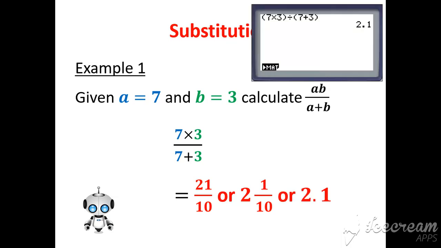Now I'd like to warn you all, because eventually you will all be using calculators, that when you use a calculator to solve fractions like this, you must use brackets. If you've got more than one thing on the top and more than one thing on the bottom, please put everything inside brackets with the divide in the middle. So here I'm going to go bracket 7 times 3, close bracket, divide, open up a new bracket, 7 plus 3, close bracket, and that gives me the correct answer of 2.1 or 2 1/10 or 21 over 10.